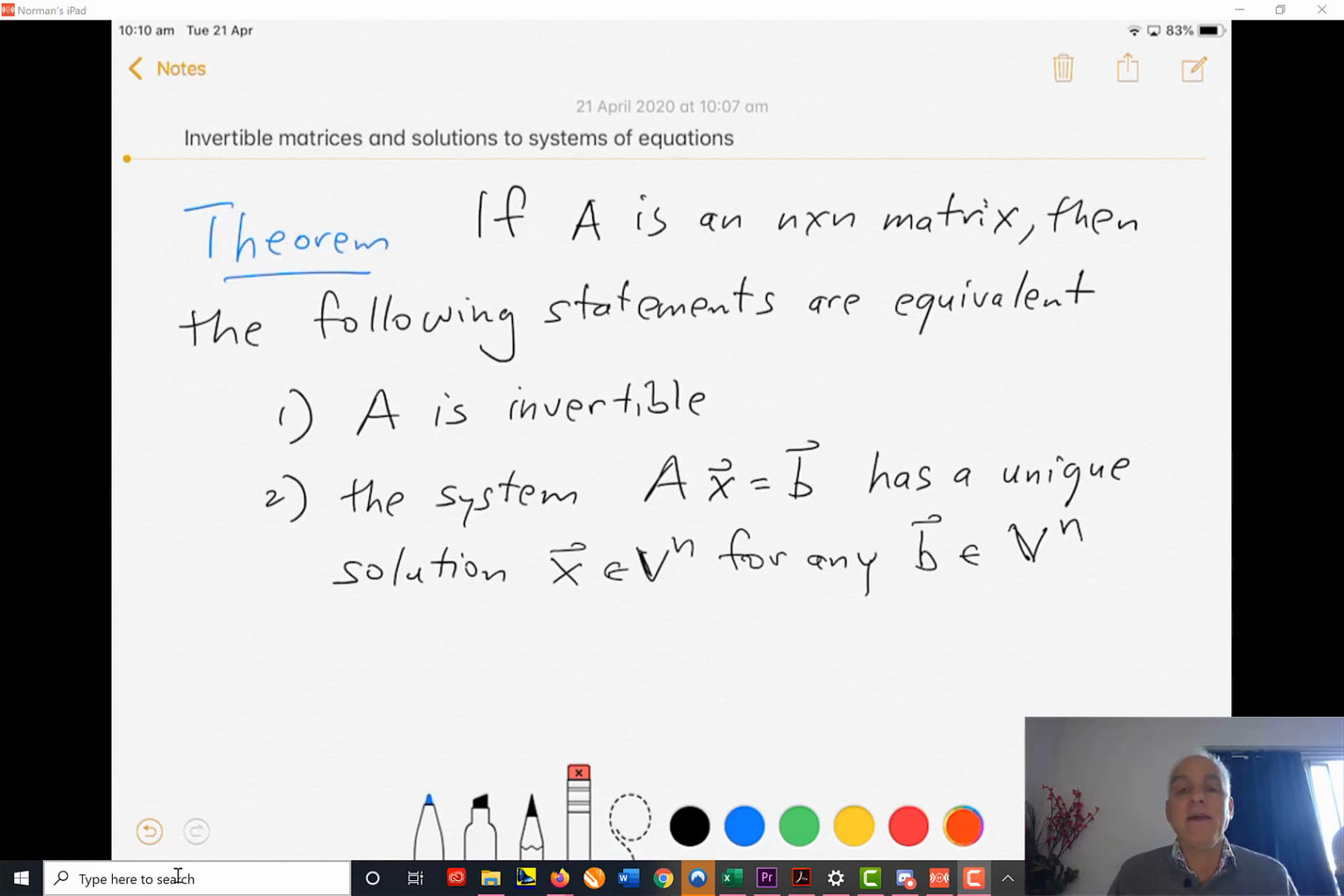So the theorem is: if A is an n by n matrix, so note that it's a square matrix, then the following two statements are equivalent. Statement 1, A is invertible. Statement 2, the system AX equals B has a unique solution X, necessarily in Vn, n-dimensional space, for any B in Vn. So no matter what the right-hand side is, there's going to be a solution and it's going to be unique.